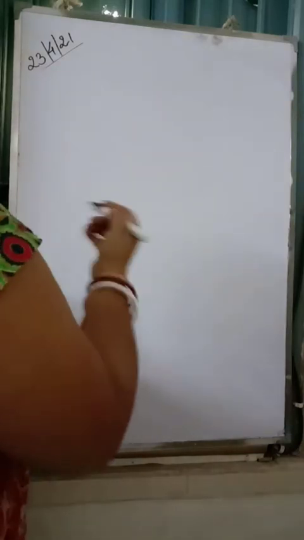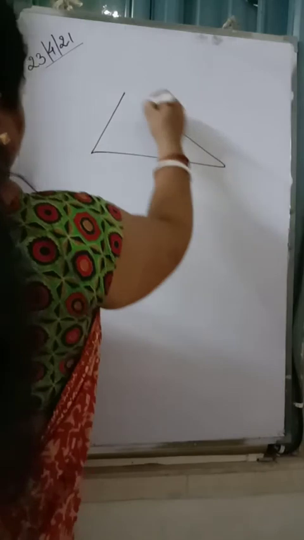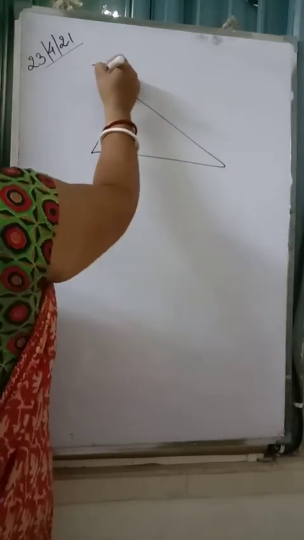Morning, dears. We have completed exercise 8b and we have learned two theorems: if the sides are equal, then the angles opposite to the sides are equal, and if the angles are equal, the sides opposite to the angles are also equal. Now theorem 3 says if two sides of a triangle are unequal, then the greater side has the greater angle opposite to it. This is theorem number 3.